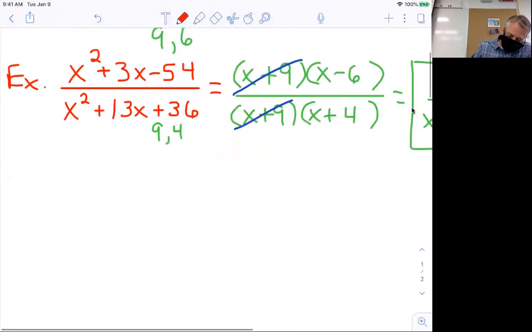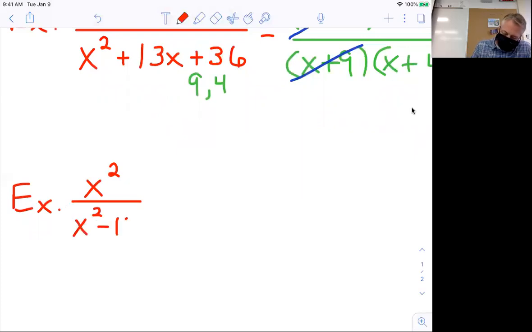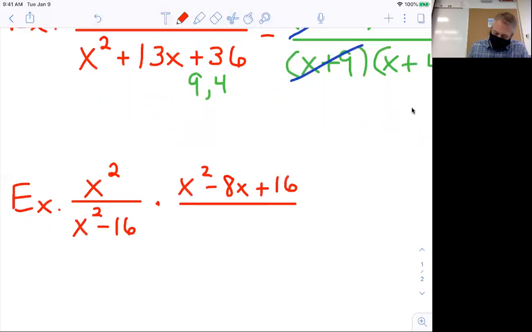All right, we're going to do another one, which is going to be longer and uglier, but the process is very similar. It's the same, actually. So we have x squared over x squared minus 16 times x squared minus 8x plus 16 over 5x to the third.